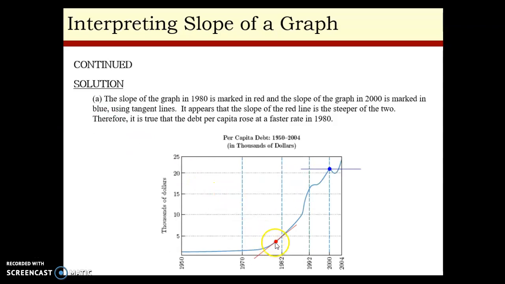There's the tangency line right there at 1980. Look at it in 2000. You can start to make inferences. In 1980, it looks like the slope was much more positive than it was in 2000, and it was much faster. So that's one example of how you can look at the rate of change on a graph.